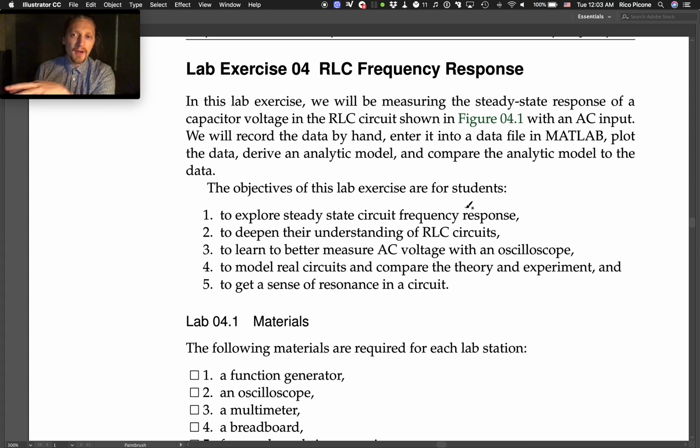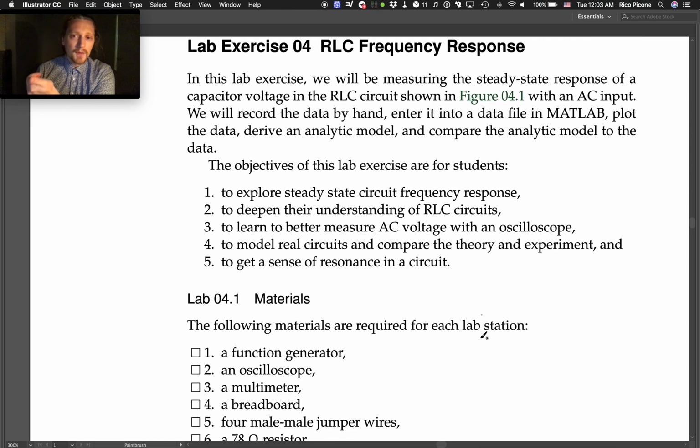Enter it into a data file in MATLAB, plot the data, derive an analytic model, and compare the analytic model to the data. So a lot of familiar steps, but we're not using LabVIEW this week to gather the data and record the data. The objectives of this lab exercise are for students to explore steady-state circuit frequency response, to deepen their understanding of RLC circuits, to learn to better measure AC voltage with an oscilloscope, to model real circuits and compare the theory and experiment, and to get a sense of resonance in a circuit.